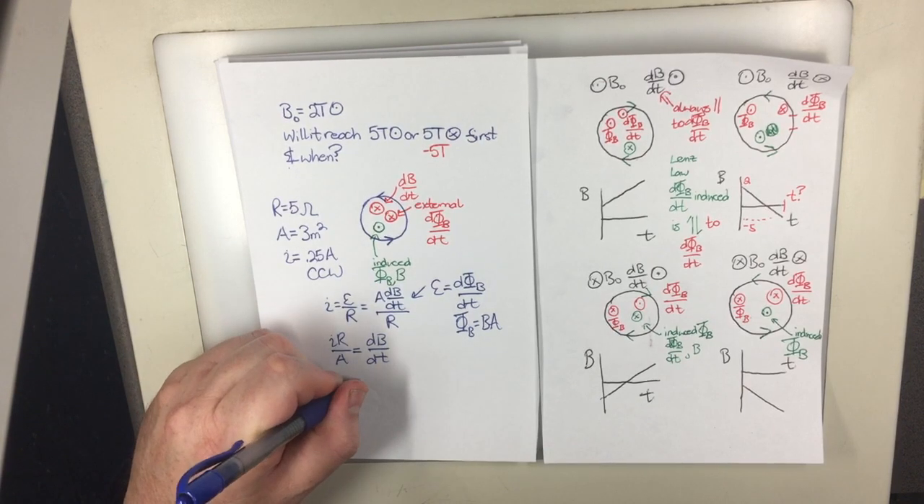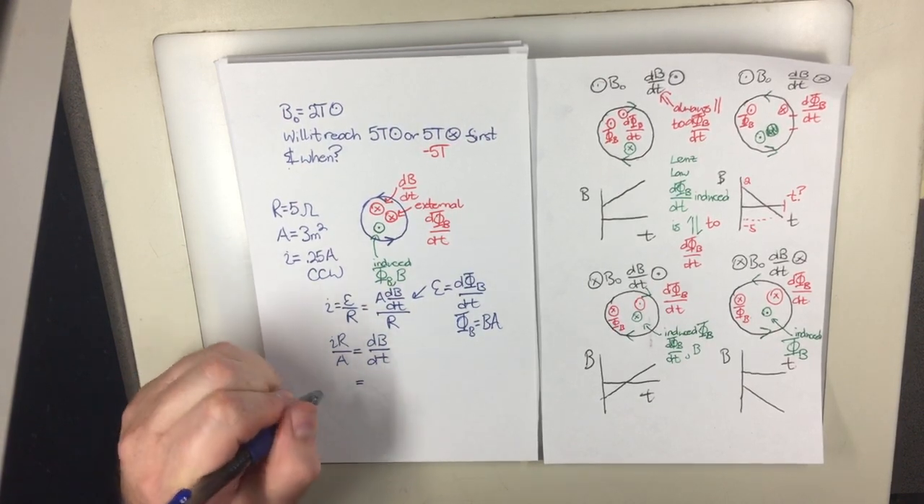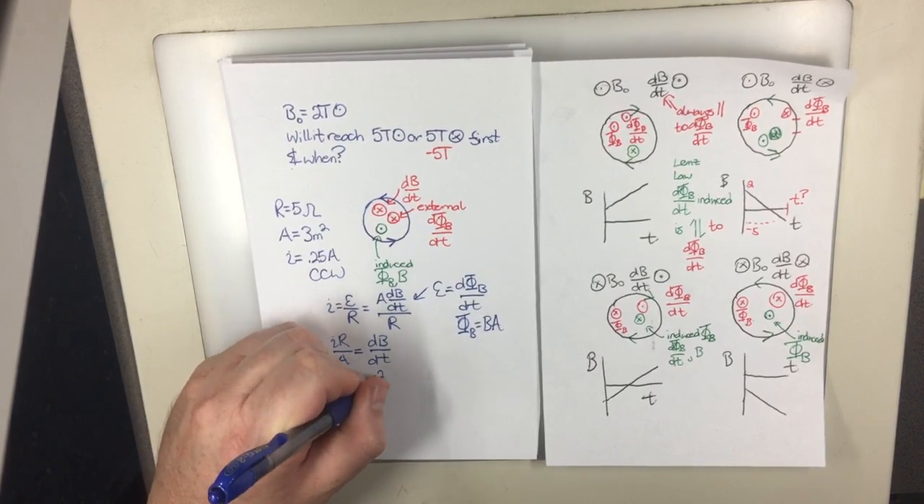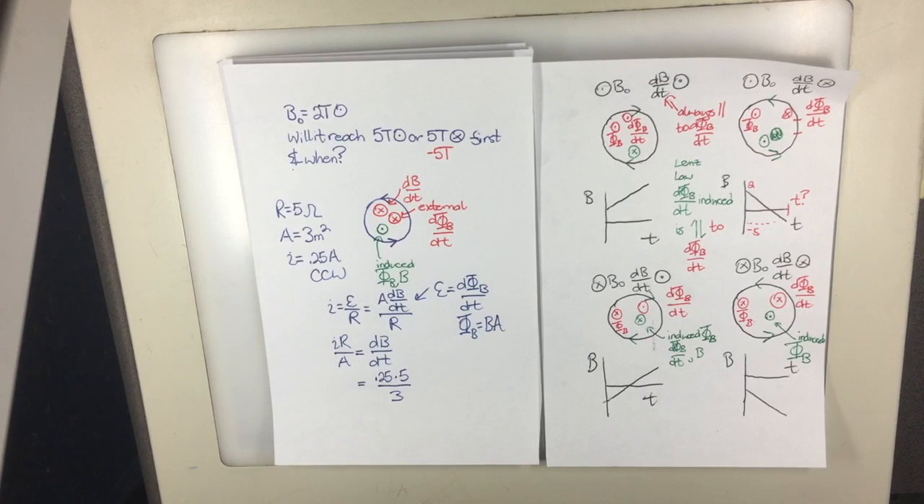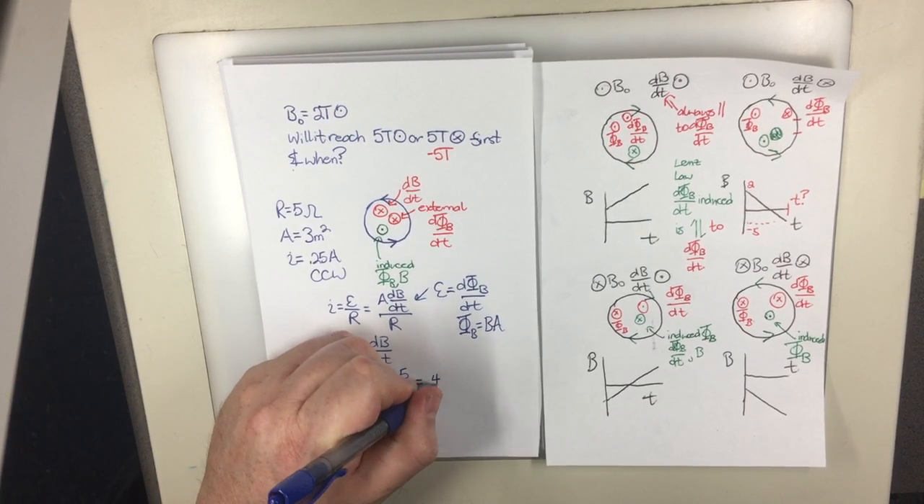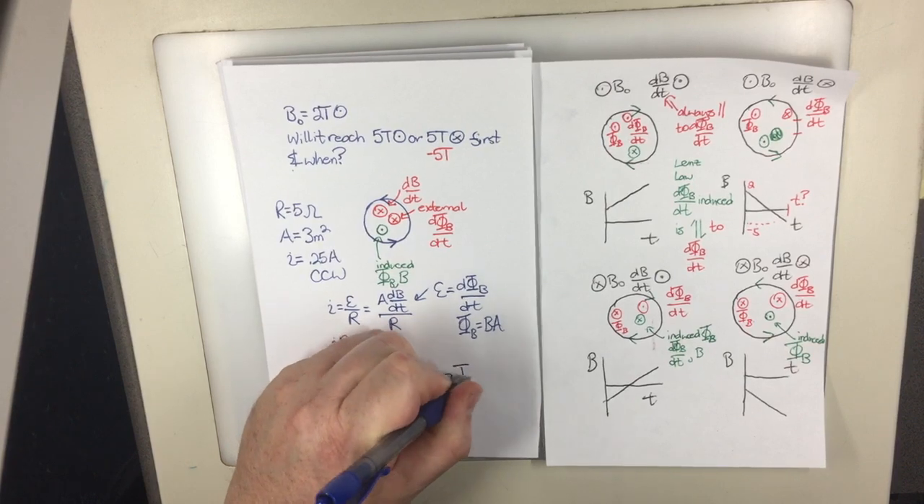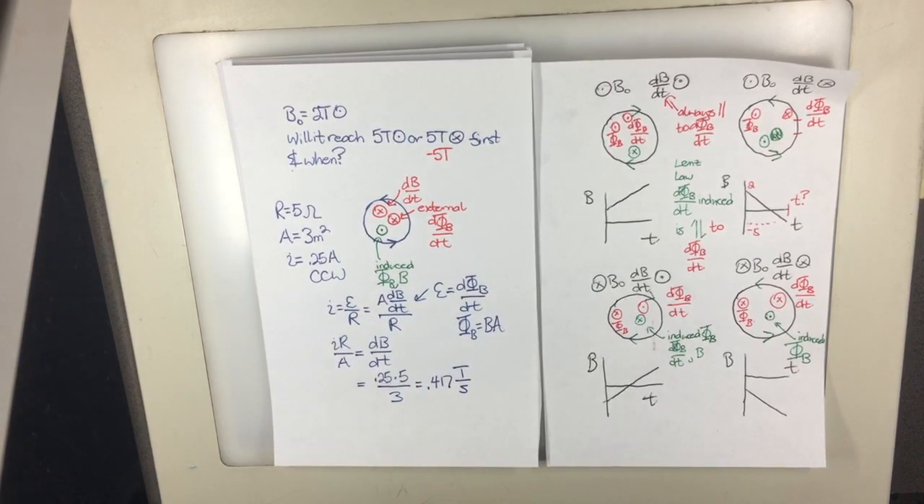So the change in B field with respect to time is I R over A, 0.25 times 5 over 3. So 1.25 over 3. And I get 0.417 Tesla per second. Now this is 0.417 Tesla per second going into the page.